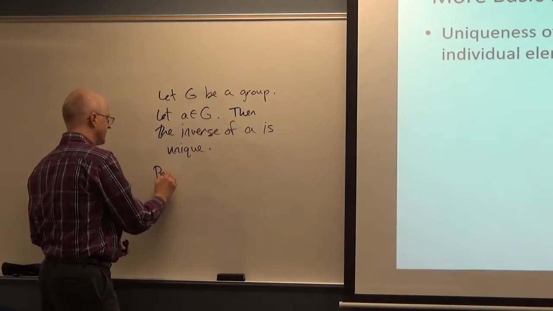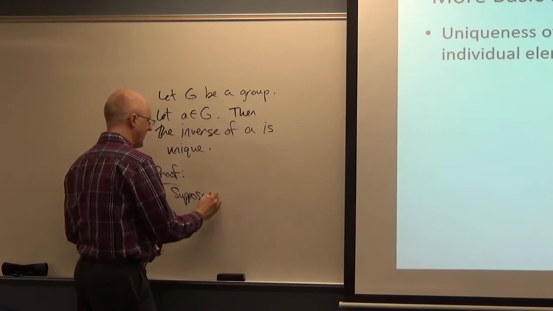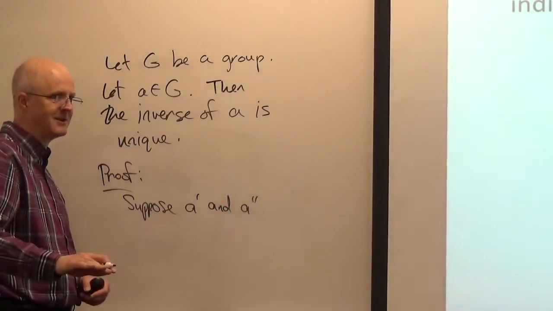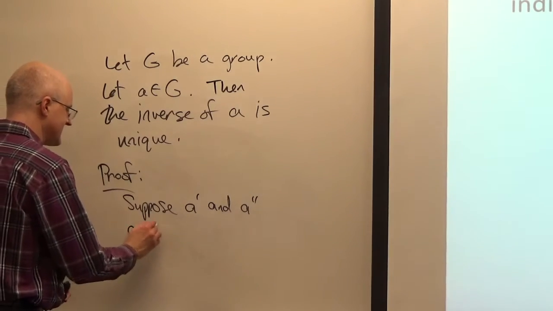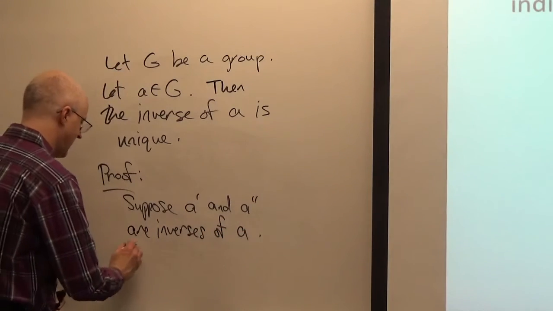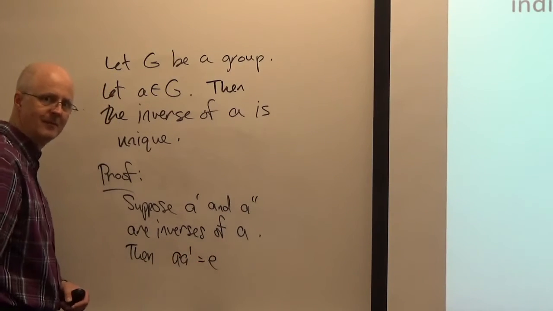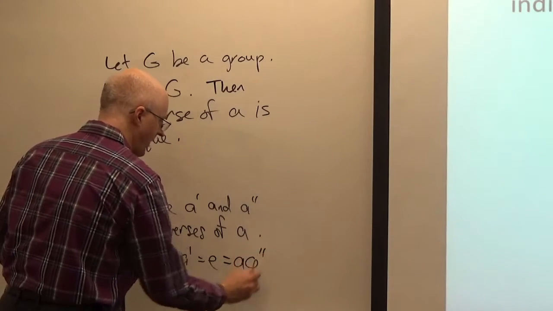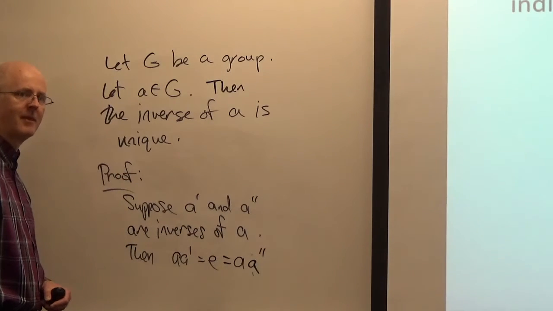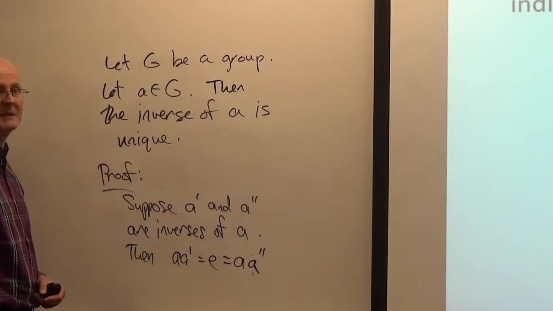Proof? Suppose I'll call them A prime and A double prime. No derivatives here, right? These are not derivatives. Suppose they are inverses of A. Then A prime times A equals the identity, but so does A double prime times A. By the left cancellation law, then, A prime must equal A double prime.